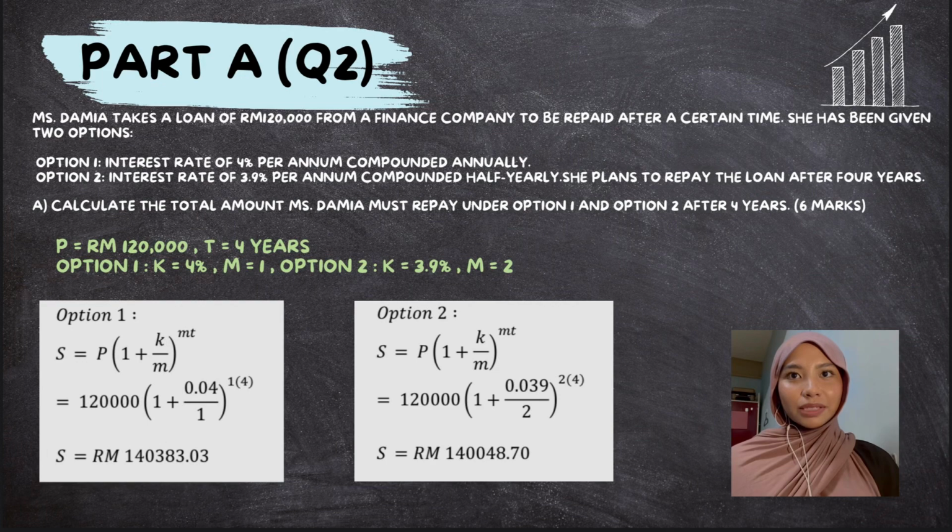Question 2A: P equals 120,000 ringgit and T is 4 years. For option 1, K equals 4% and M equals 1. For option 2, K equals 3.9% and M equals 2. To find the total amount for option 1, we use the formula S equals P(1 plus K divided by M) to the power of M multiplied by T. We use the calculator to put the numbers into the formula, and we will get S equals 140,383 ringgit and 3 cent. For option 2, we use the same formula and we will get 140,048 ringgit 70 cent.